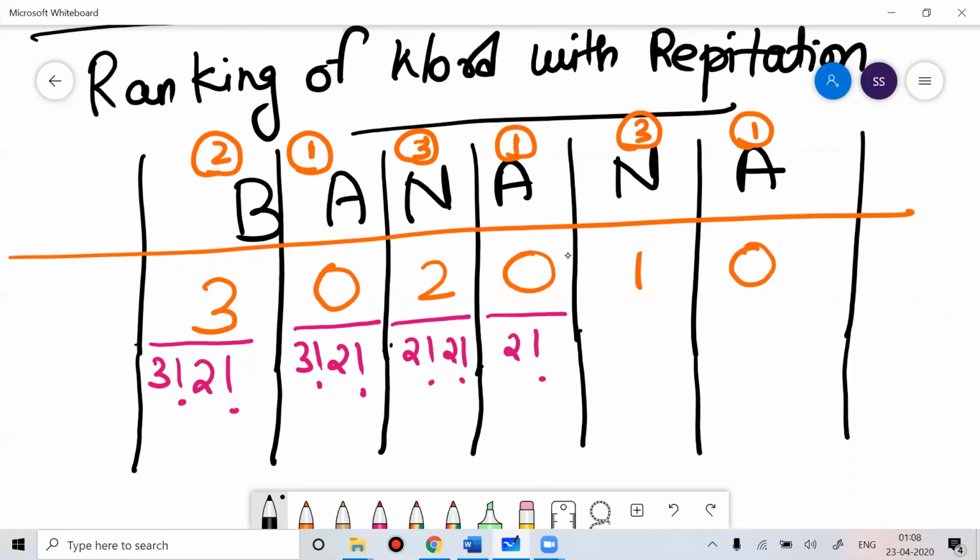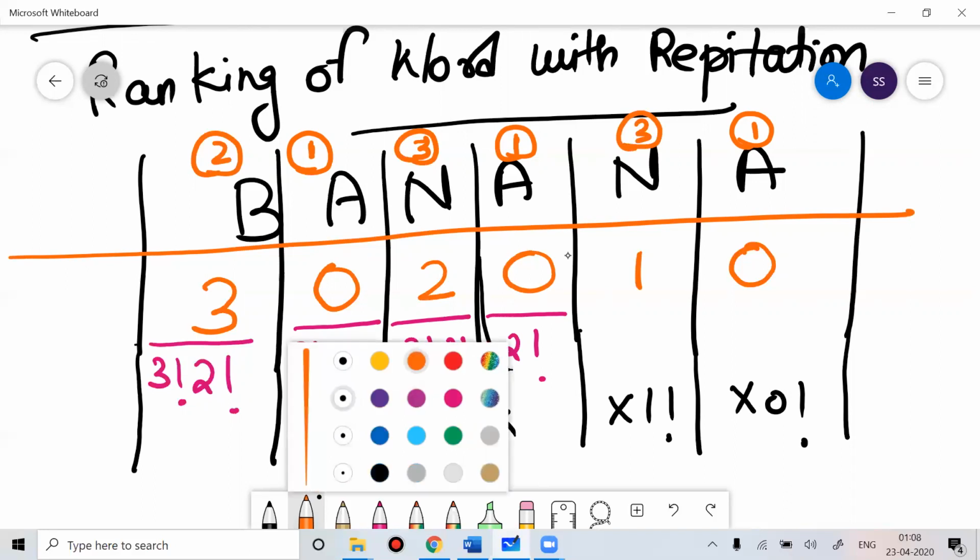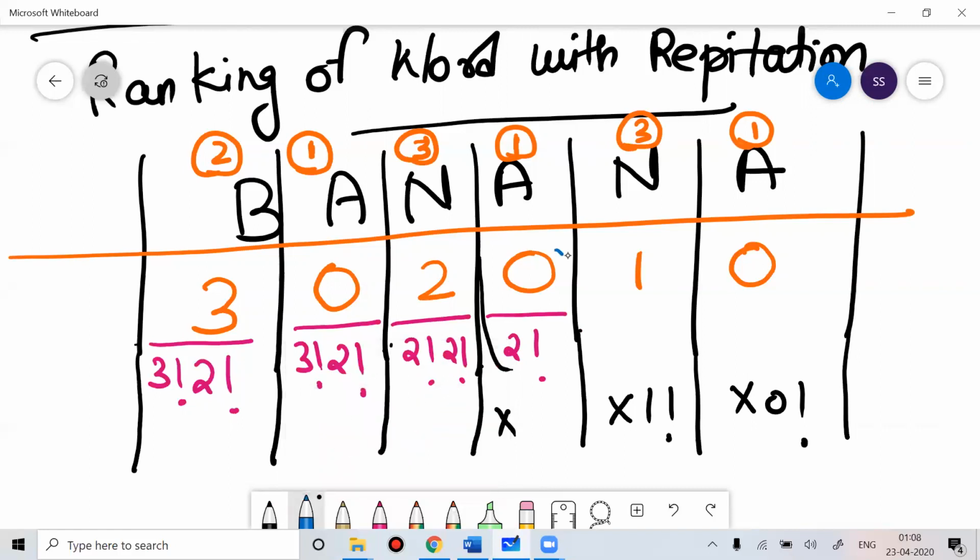Okay, now what you'll do, multiply this with 0 factorial, multiply this with 1 factorial, multiply this with this answer. The answer you get here, multiply that with 2 factorial.